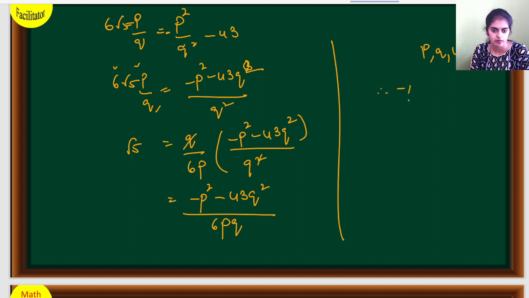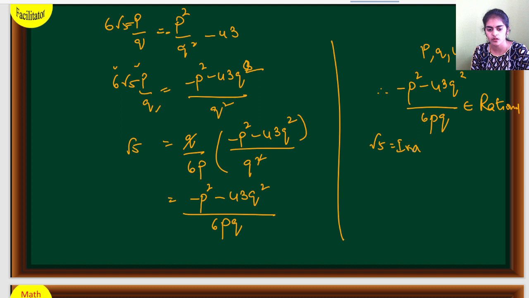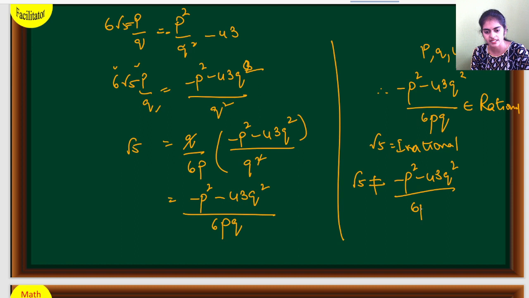So therefore, minus p square minus 43q square whole divided by 6pq, your RHS is a rational number. Okay, and LHS root 5 is an irrational number. So you have rational equal to irrational. So rational cannot be equal to irrational. Root 5 cannot be equal to minus p square minus 43q square whole divided by 6pq. This cannot be equal. You arrived at this contradiction because you have taken the first step.